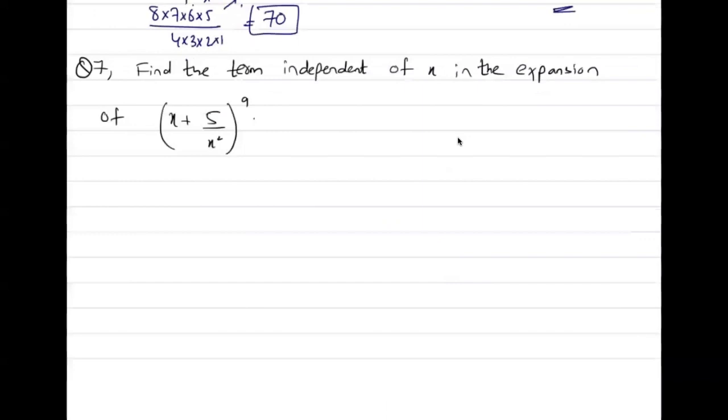Now, this is the question we need to discuss. Find the term independent of x in the expansion of (x plus 5 upon x squared) to the power of 9. The first thing you are going to identify is that inside the bracket, there is no longer a linear term. So you can't say that the first term is going to have x to the power of 0, the second term x to the power of 1, and the third term x to the power of 2. No, you can't say that.